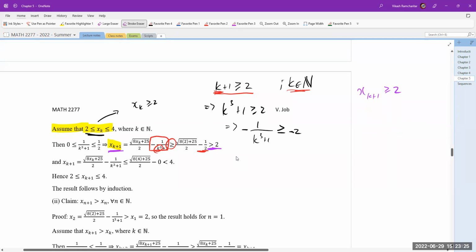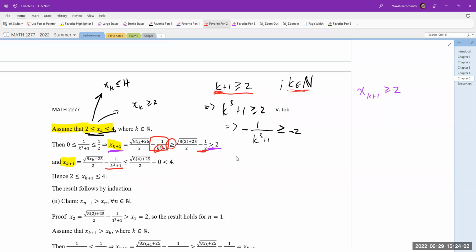Okay, now we need to do the next bound. Now we need to bound it above by 4. So again, we write x_{k+1}. Here it is. And we use our inductive hypothesis that tells me that xk is less than or equal to 4. So this xk over here, we could say is less than or equal to 4, because we could sub that in. Now we need to get a bound for this minus 1 over k cubed plus 1.